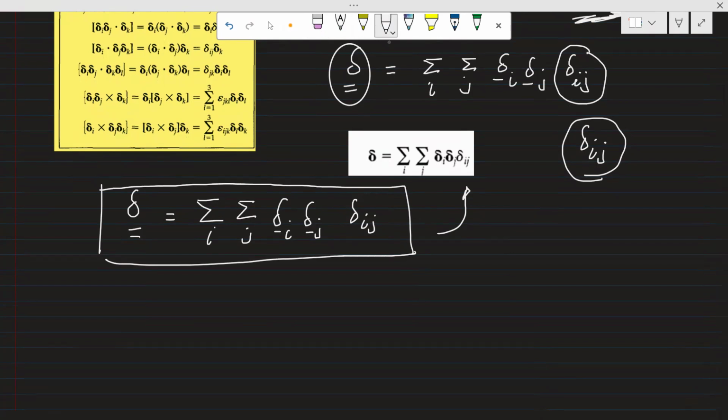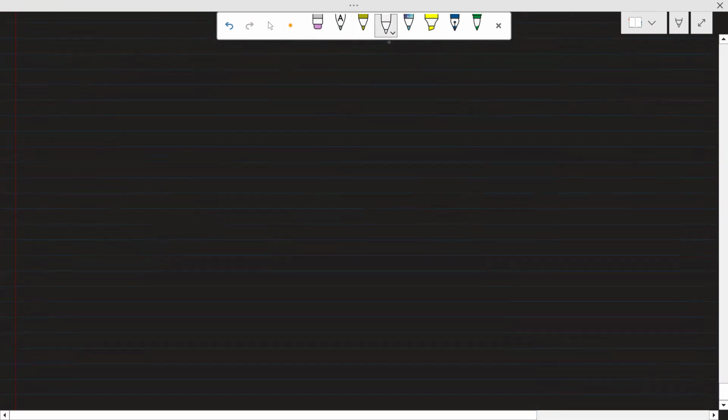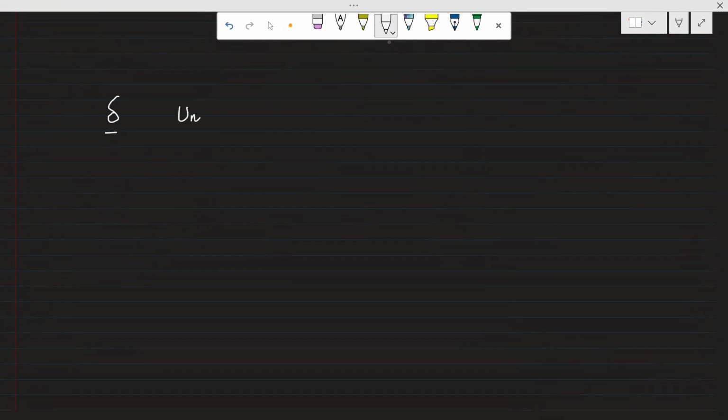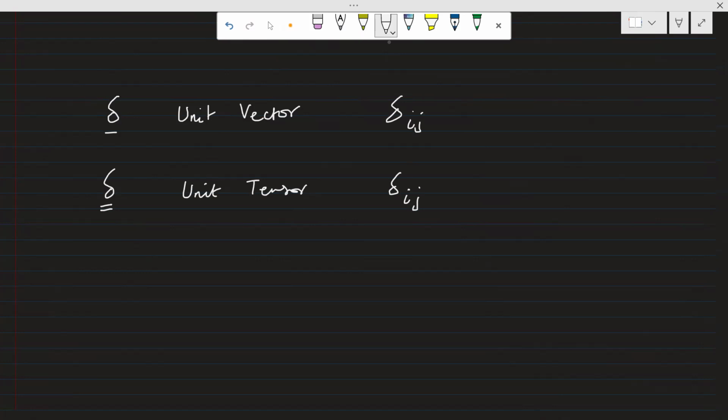In overall, if I want to say simply unit vector, this is unit vector. I think you are able to get. That means it is represented by the Kronecker delta ij. If I want to say unit tensor, I write this way. This is unit tensor. The components of the tensor are given by the Kronecker delta. That is known as unit tensor.